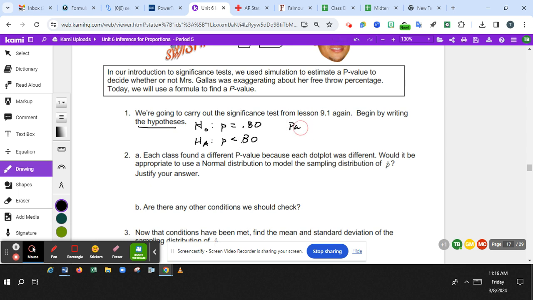parameter of interest is. So our parameter is the true proportion of free throws made by an 80% shooter.